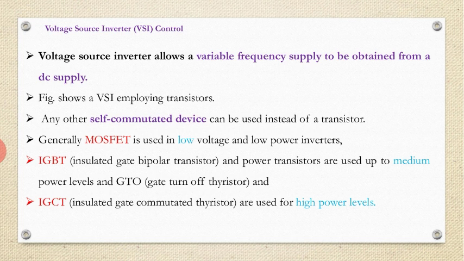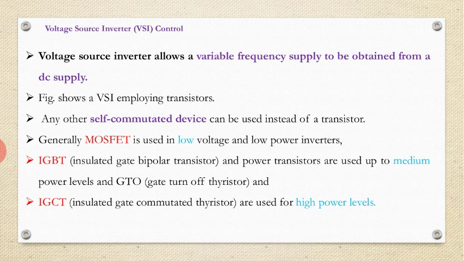If you change the speed of an induction motor, the torque capability will be reduced if you are going for stator voltage control. To retain the torque capability, we have to go for V by F control. Hence the frequency variation is required, and the inverter allows us this variable frequency. This is a very important point related to the voltage source inverter, which allows a variable frequency supply to be obtained from a DC supply.